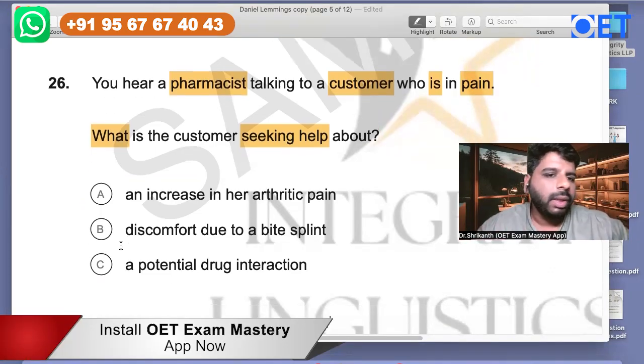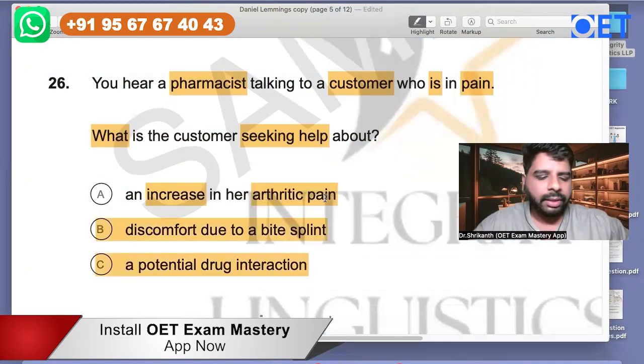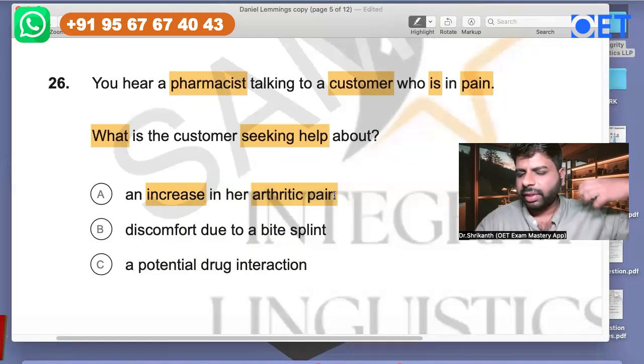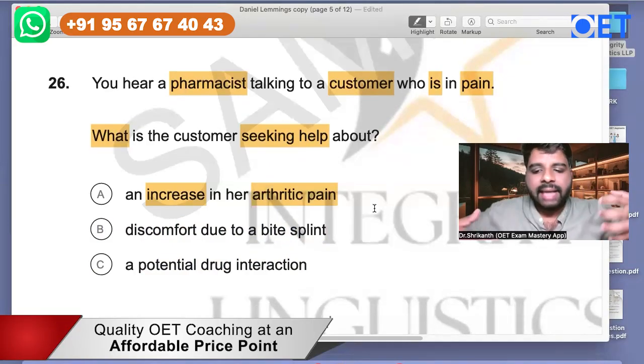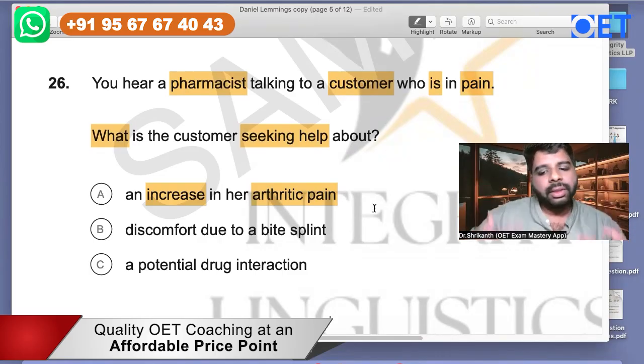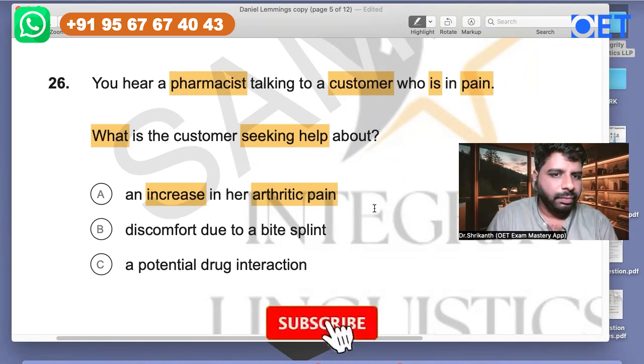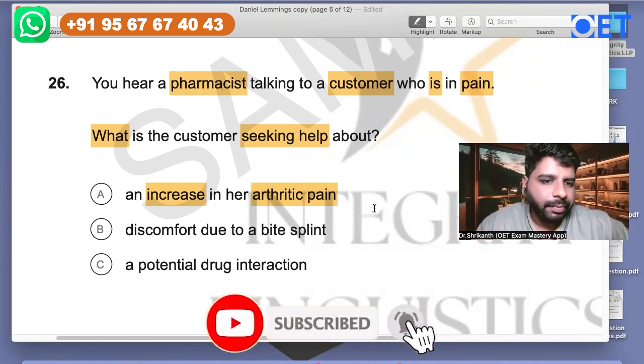So problem number one: an increase in her arthritic pain. She is an arthritic patient and she is suffering arthritic pain, and it has increased. For this, she is going to the pharmacist and asking for a solution to the increase in her pain.